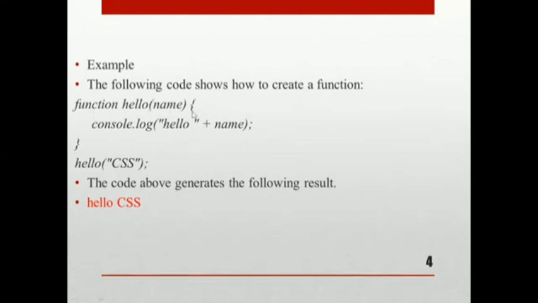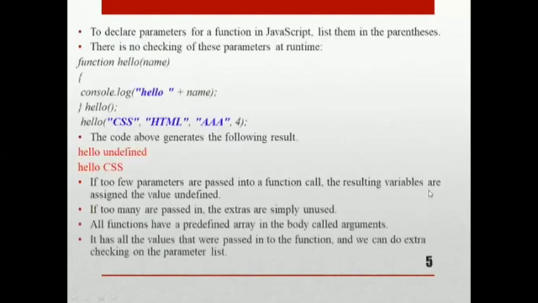Function hello with the parameter, console.log is for printing. What it will print in double quotes, you can see the string hello and with that parameter plus name. And we are going to pass the input to that parameter, like hello, that is the function name, with the string css. It will give output as hello css. This is the example of how we can create a function.